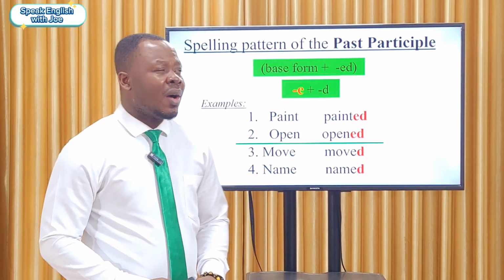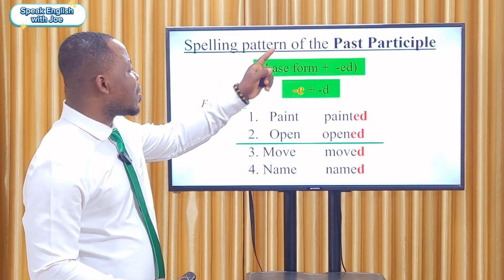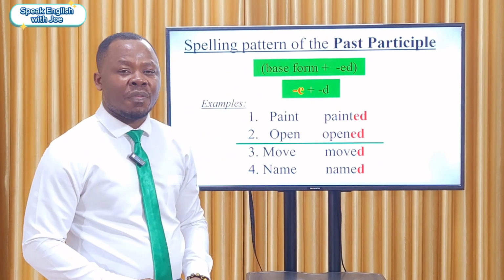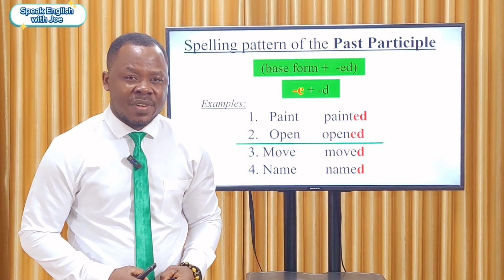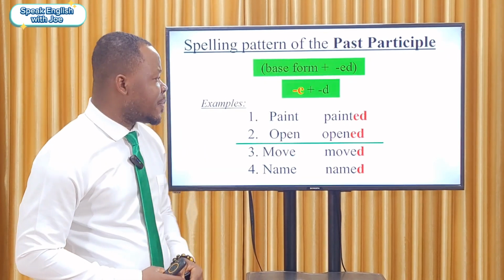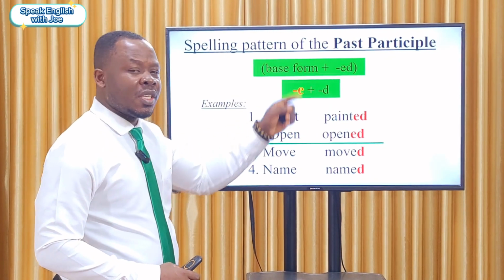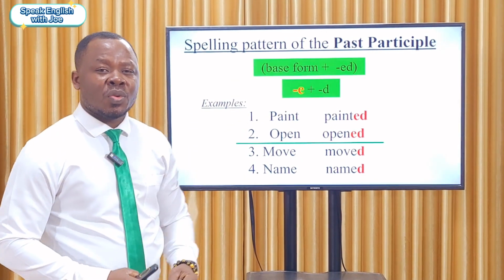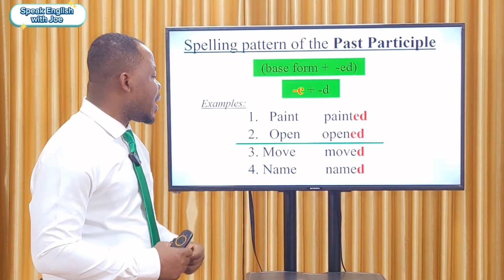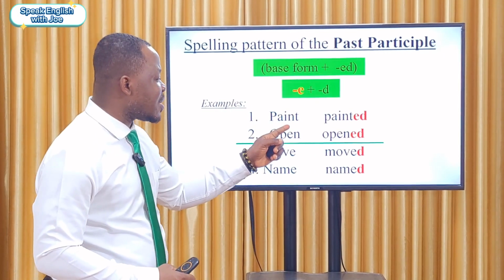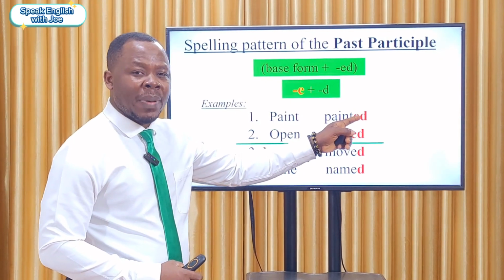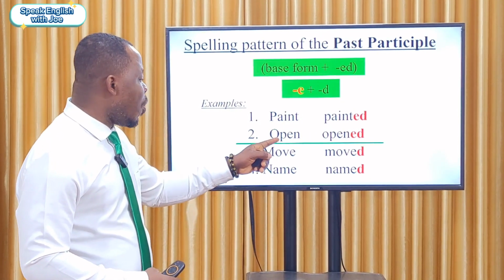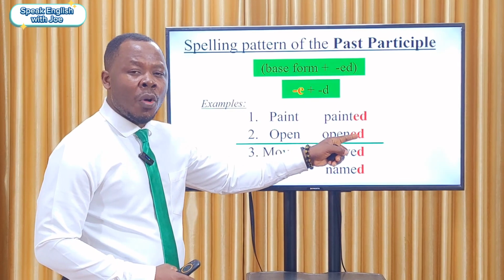First, we are going to look at the spelling pattern of the past participle form of the verbs. But our focus is going to be on regular verbs. So with regular verbs, we add ed to the base form of the verb. So for example, we have the base form of a verb paint. And in the past participle form, we add ed, which is painted. And open, we add ed, which is opened.